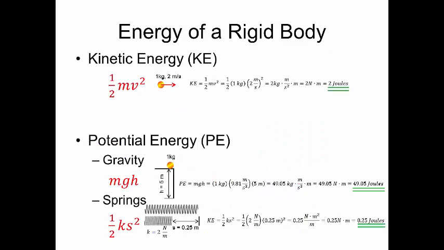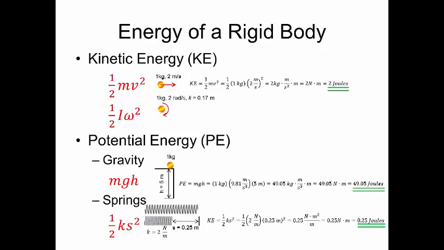So we've seen these different parts associated with energy of a particle, and for a rigid body, the same things apply when we're talking about translation, where we have 1/2 mass times velocity squared for kinetic energy, mass times gravity times the height for potential energy due to gravity, or for springs we have 1/2 spring constant times the change in length of the spring squared. We can now add to this 1/2 our mass moment of inertia times the angular velocity squared to include rotational kinetic energy.